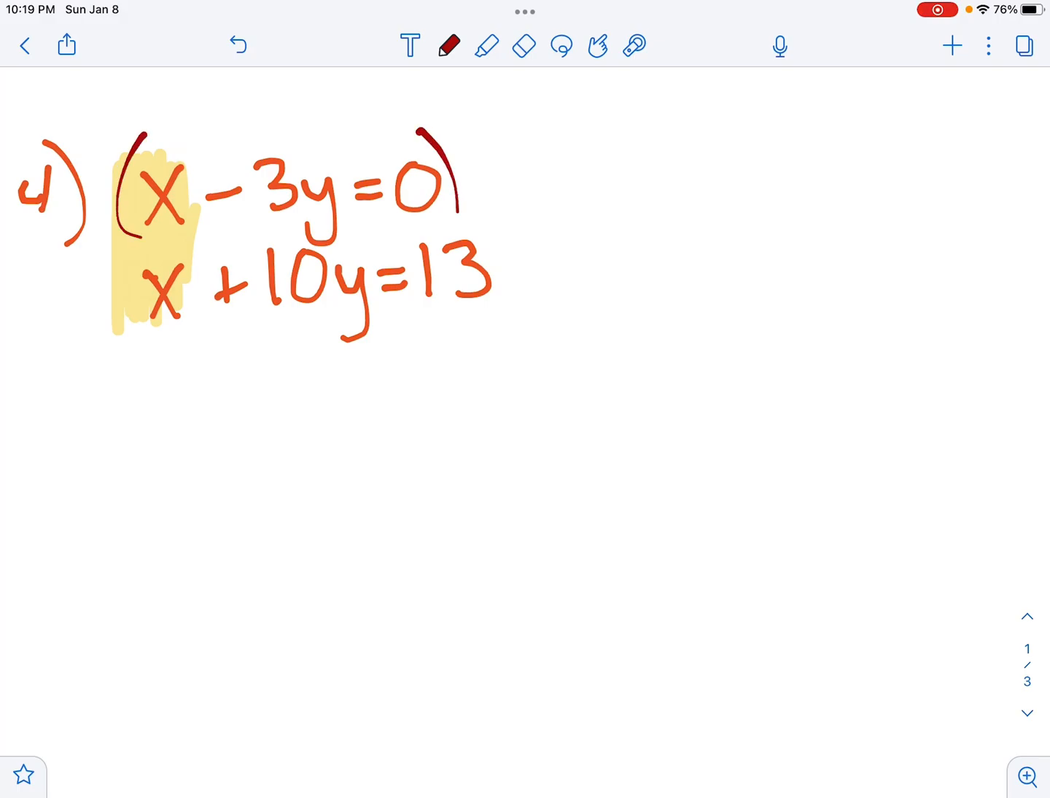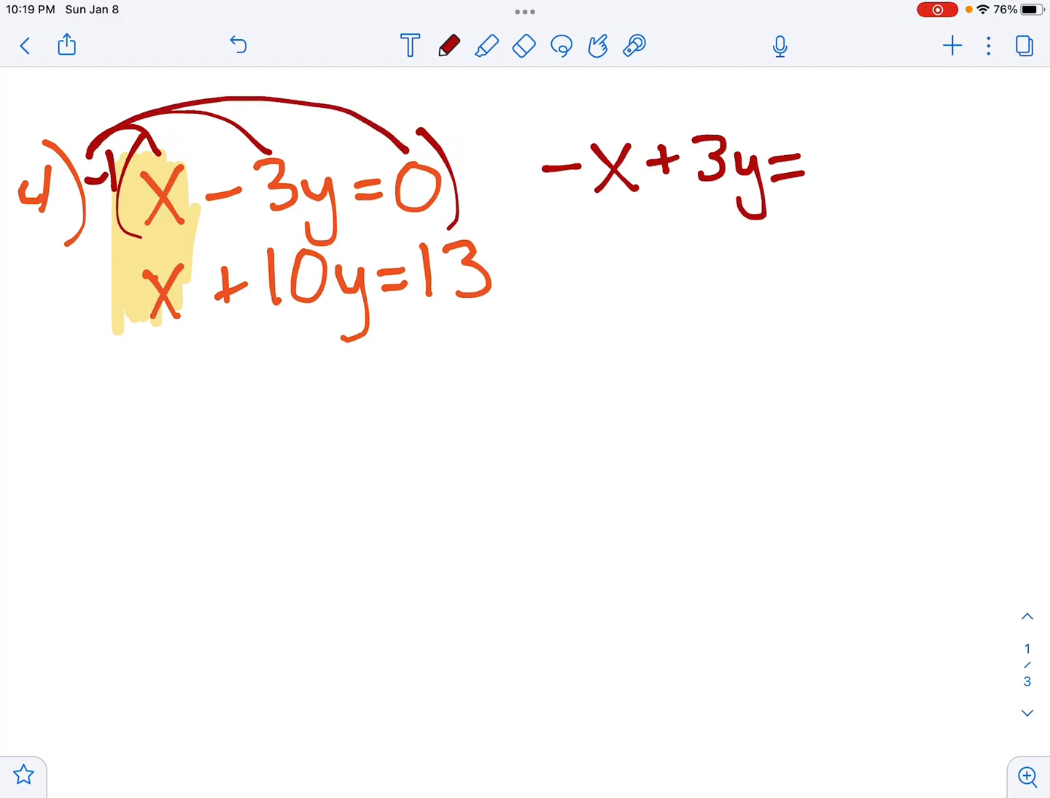I'm going to multiply my first equation on this one by -1. So when I multiply that through, I have -1 times x is -x. -1 times -3 would be plus 3y. And don't forget that last number. Now this one doesn't matter because -1 times 0 is 0, but it does make a big difference when it's not 0. Now I'm going to bring my second equation over exactly how it is.